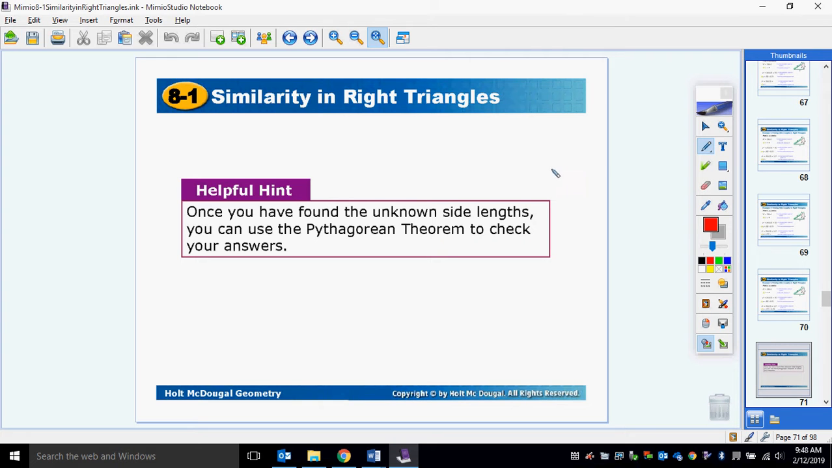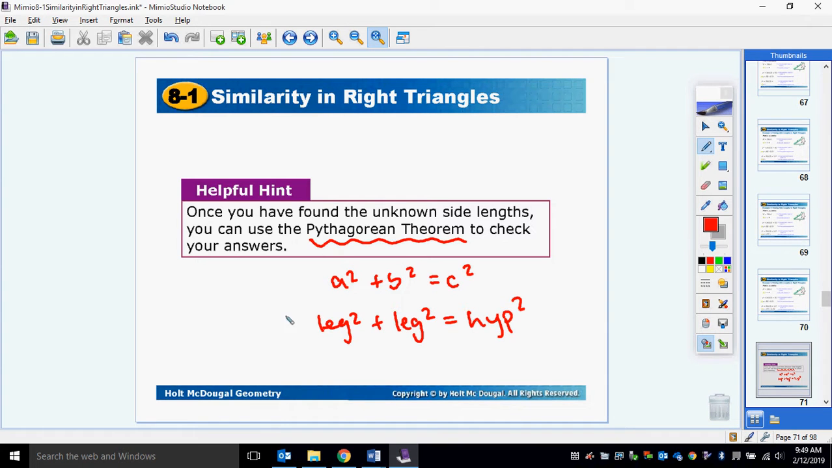I'm going to pick up where I left off yesterday, and I want you to always remember that you can always use the Pythagorean theorem. A squared plus b squared equals c squared, right? Leg squared plus another leg squared in your triangle equals the hypotenuse squared. You can always use this anytime you know two sides, right?